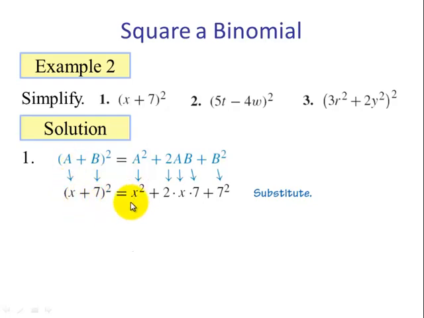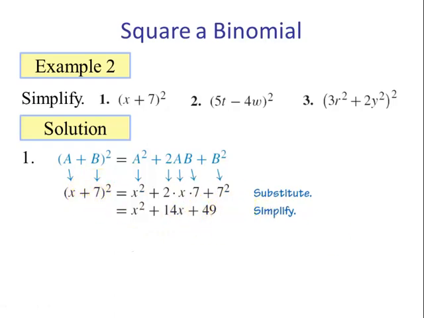So a squared becomes x squared plus 2 times x and 7 plus 7 squared. This becomes x squared plus 14x plus 49. Square the first, x squared. Double the product of 7 and x, so 2 times 7x is 14x. And square the last: positive 7 squared is 49.